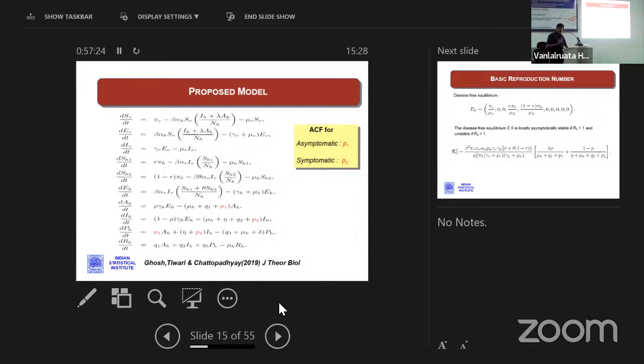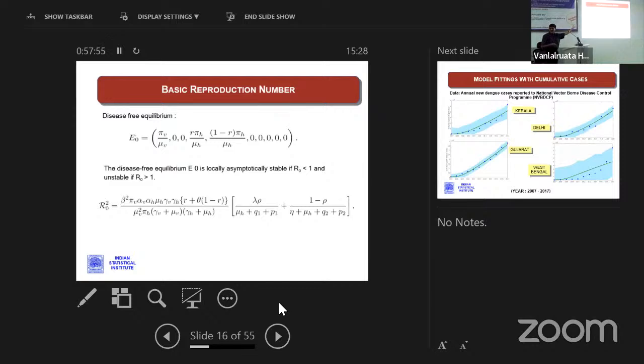So here P1 is asymptomatic and P2 is symptomatic. Remember this one. At rate P2, symptomatic, and at rate P1, asymptomatic, they are moving to the hospitalized class.